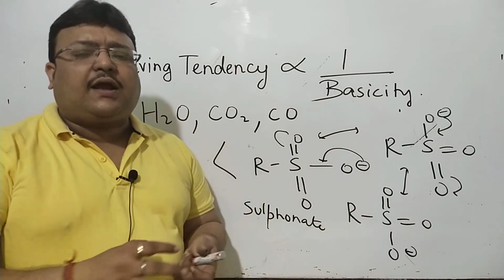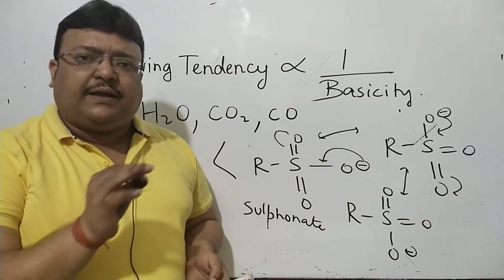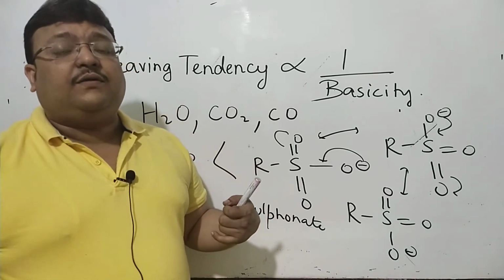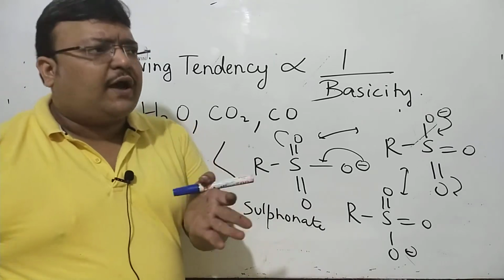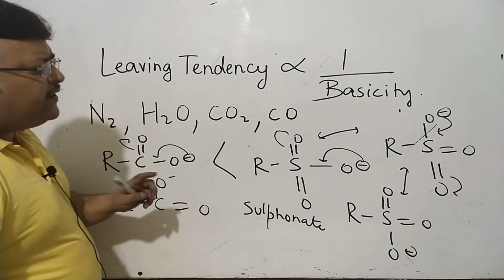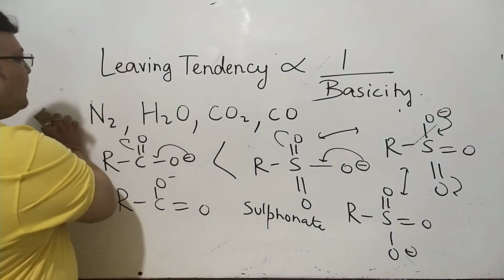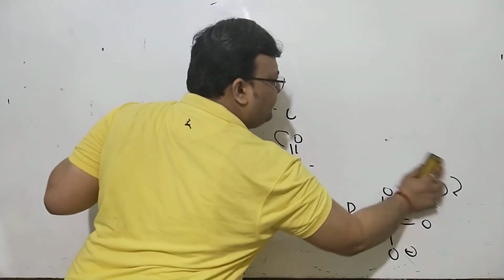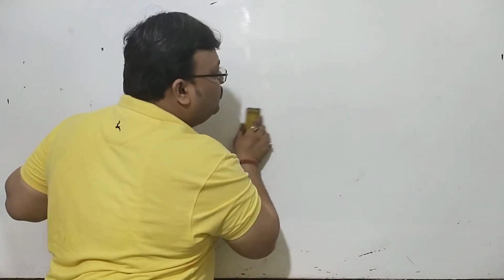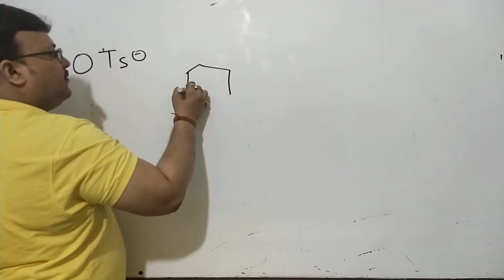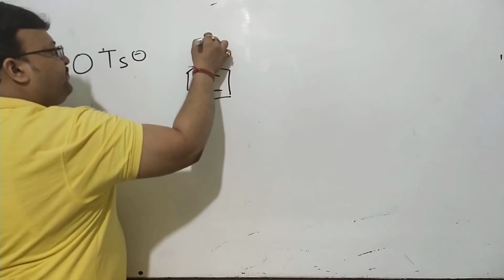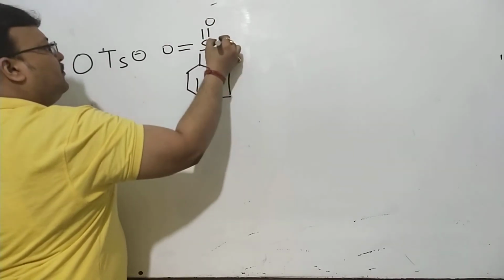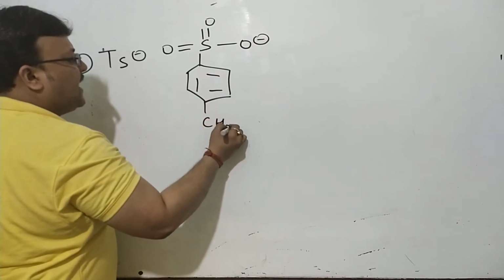And finally, before I conclude, I'll tell you about some very popular names which are going to be identified as very good leaving groups in our journey of organic chemistry. You'll want to keep copying this at your convenience. You'll identify sulfonate to be a good leaving group. And around this sulfonate, there are a few names. There are some very specific leaving groups. OTS minus. This is sulfonate with a para CH3.